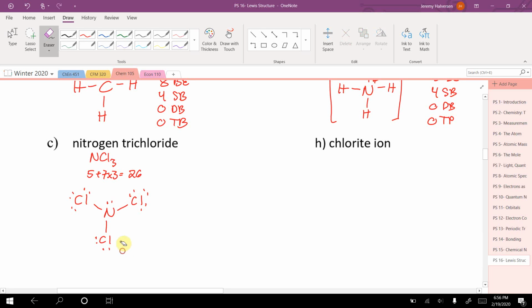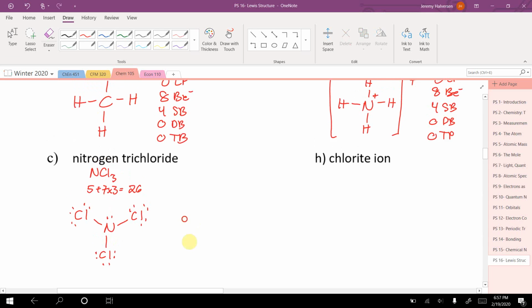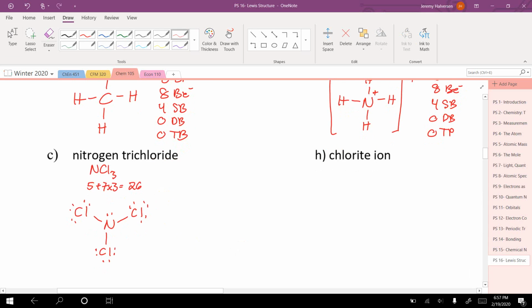And again, you do need to write non-zero formal charges. You don't need to write 0 formal charges. All right, so we have how many total lone pairs? 1, 2, 3, 4, 5, 6, 7, 8, 9, 10. 6 bonding electrons, 3 single bonds, no double bonds, no triple bonds.